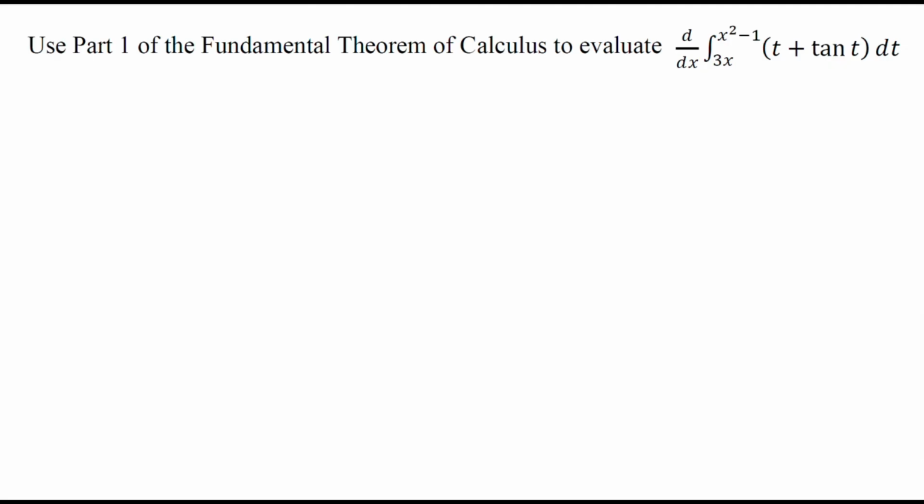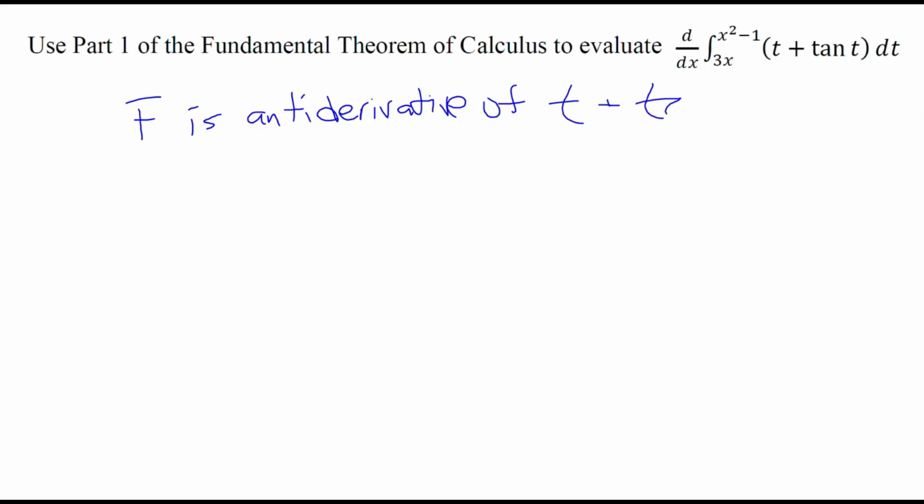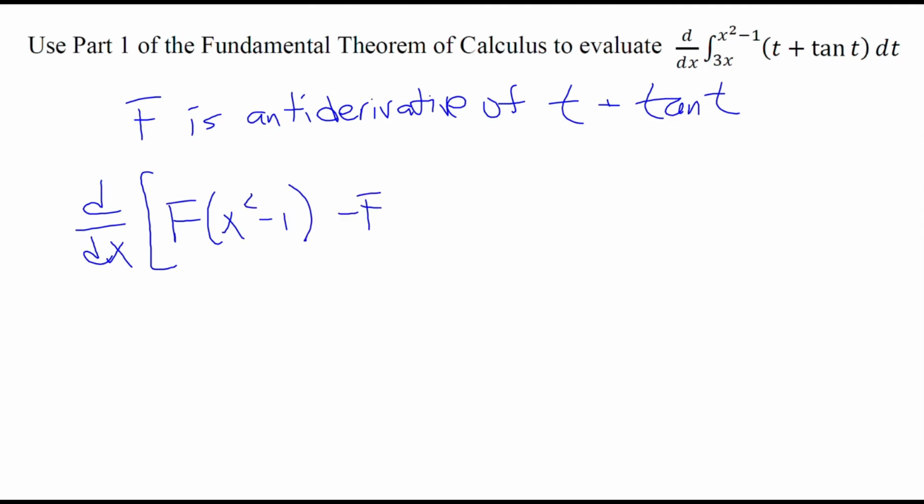And our next one here, same process again. Capital F is going to be an antiderivative of t plus tangent t. So we just end up with a derivative with respect to x of capital F at x squared minus 1 minus capital F at 3x. Now this time we don't have a constant in there. We have two different functions, so we're going to have two different chain rule pieces here.